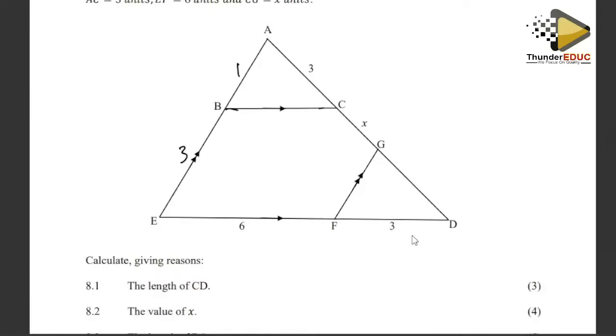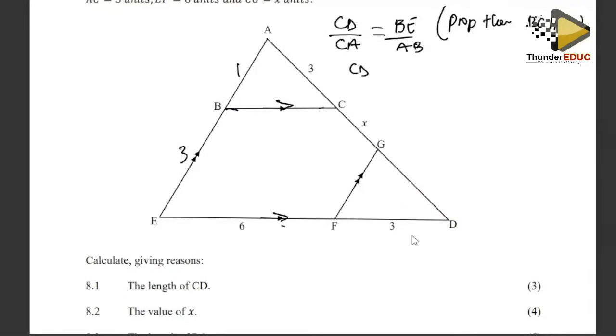So these are parallel lines, okay? If they are parallel lines, then basically we must follow the same proportions. So what we say is that CD divided by CA should be the same as BE divided by AB. Reason is going to be the proportionality theorem, because BC is parallel to ED. So we're saying that CD divided by 3 should be equivalent to 3/1. Cross multiply, CD becomes 9 units.